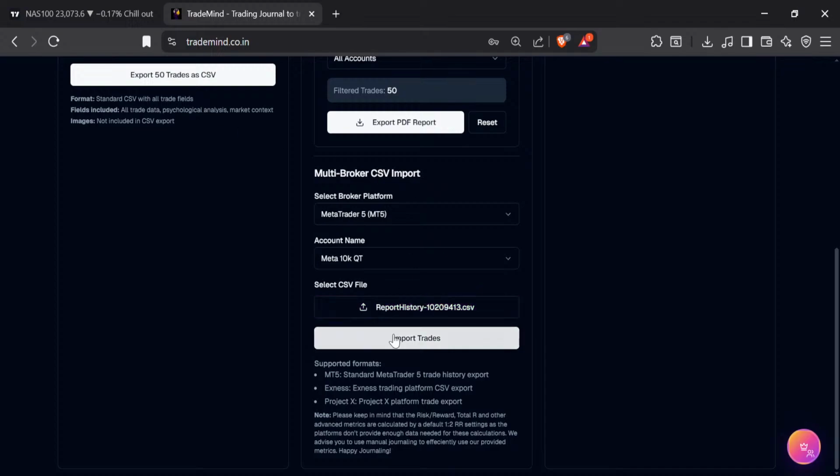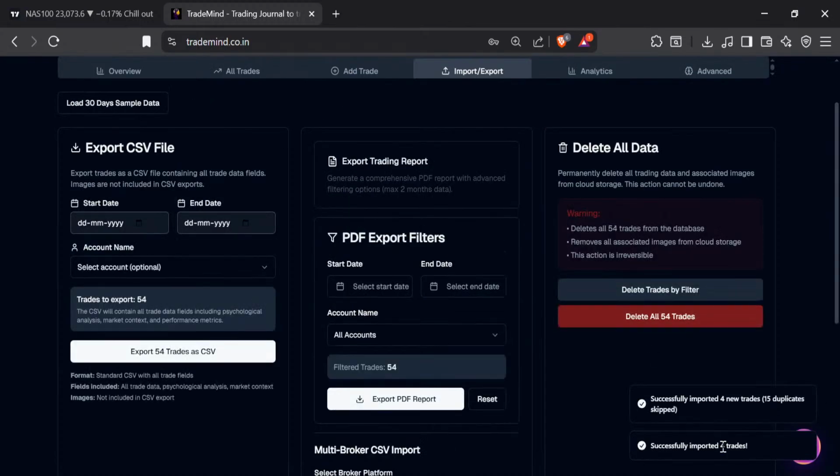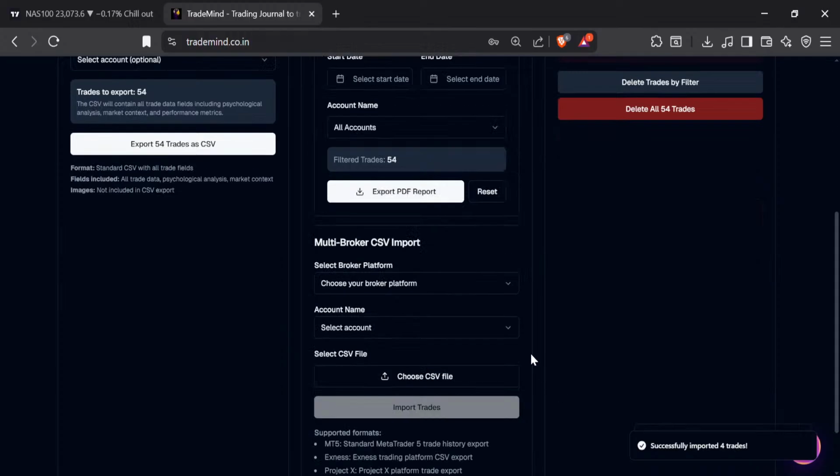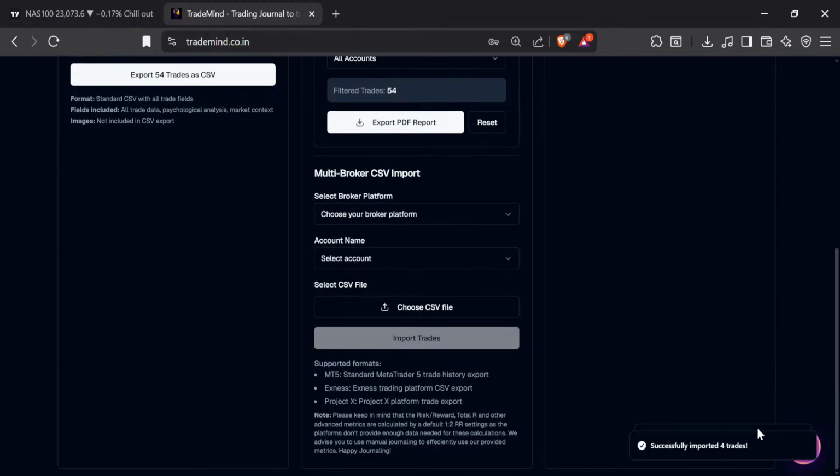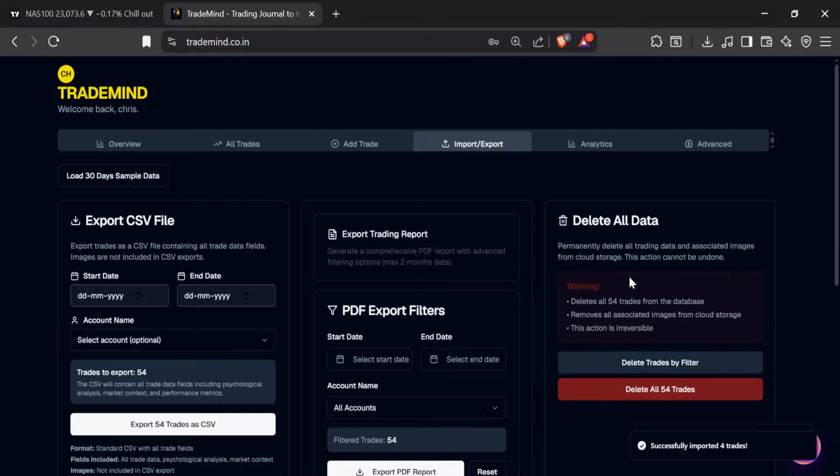Yeah, you have to select which template it is. Just click on MT5 and choose your account, then click on this file and import trades. You can see it successfully imported 4 trades. 15 duplicates were skipped, which means those trades I had already imported. So there are only 4 trades that I need to import again, and our system automatically detects and updates trades based on it.